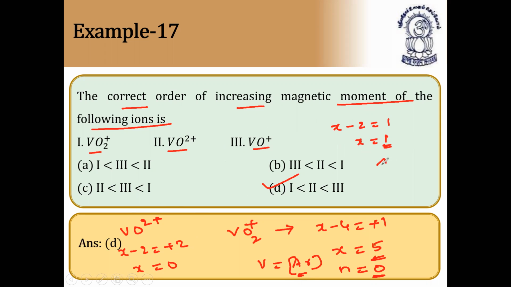So out of argon 3d3 4s2, 1 electron is removed means 4s1. So it has n is equal to 4. In this case n is equal to how much? 4. So definitely it has more magnetic moment. So you have to find n values in each and every case after finding the oxidation state of vanadium. Whichever vanadium is having more value of n, that is number of unpaired electrons, that could be the answer.